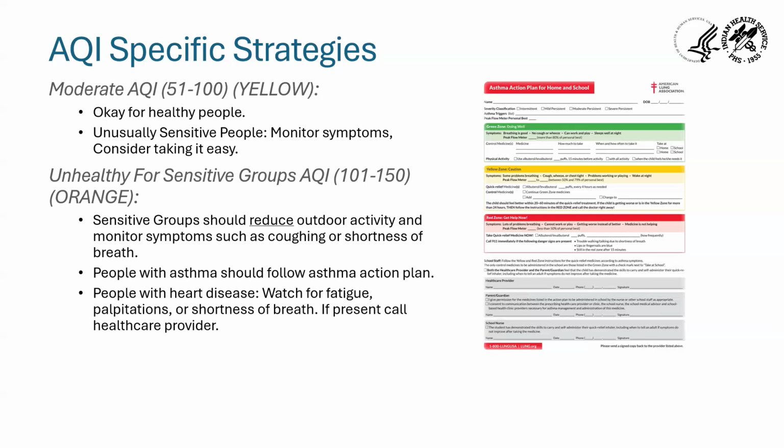Next, when it jumps up to 101 to 150, this is when it's unhealthy for sensitive groups. Sensitive groups should start to reduce their outdoor activity. This is also when people with asthma should start to follow their asthma action plan. Children that go to school are usually required to have these. So just follow the plan and watch for symptoms such as fatigue and shortness of breath.